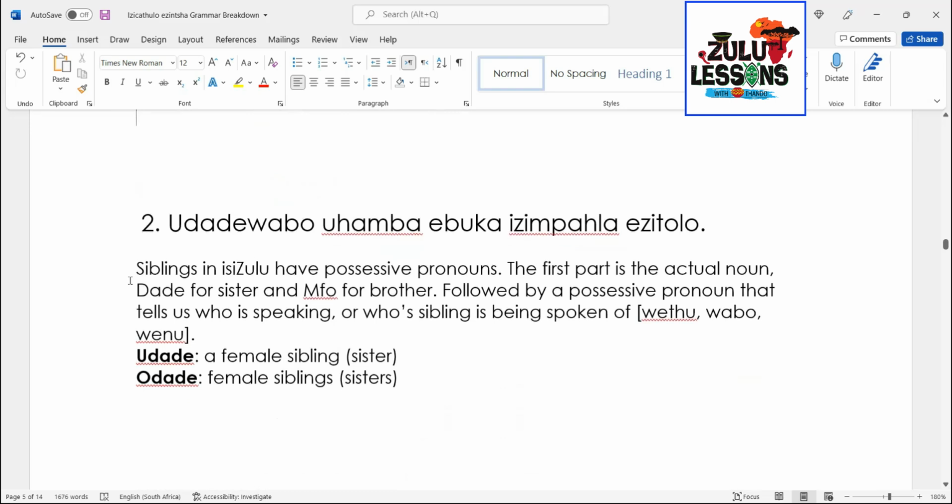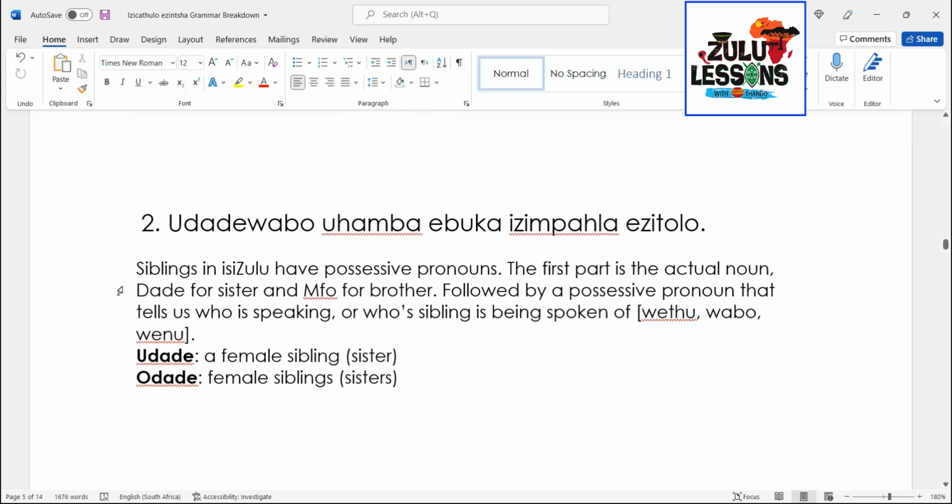Udadewabo uhamba ebuka izimpahla ezitolo. So his sister keeps walking around looking at clothes at the shop.